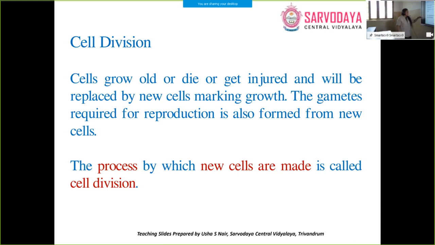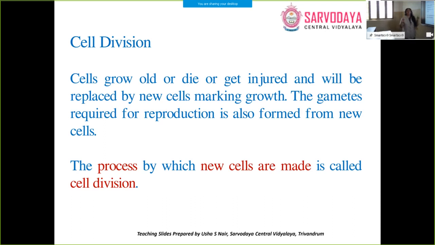So what is cell division? The process by which new cells are made is called cell division. Important. You have to know or define what cell division is. The process by which new cells are made is called cell division.